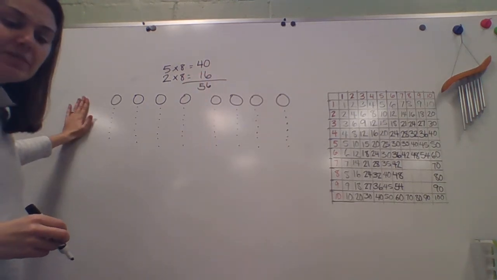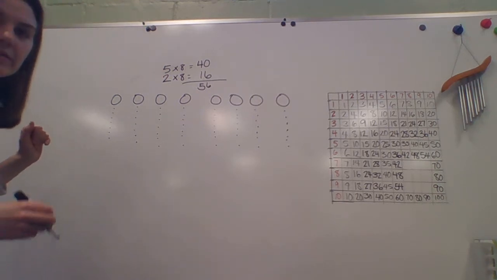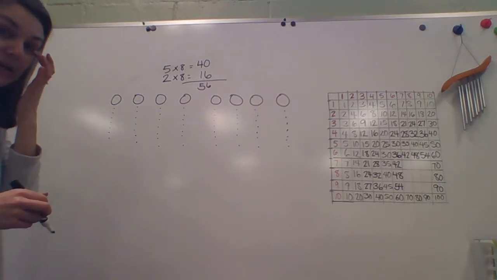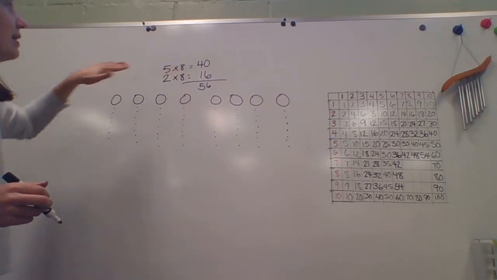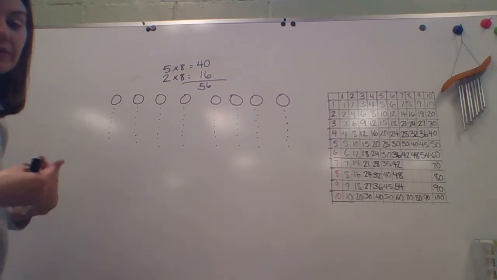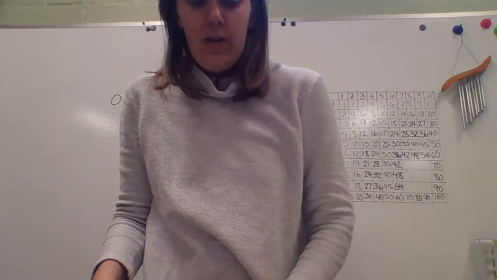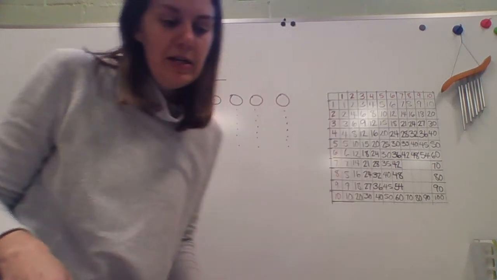So I've essentially made equal groups, but I've also used that distributive property in the same way that I did with the arrays, thinking of it as 8 times 5 and 8 times 2, adding my products together to get my final answer. All right. Go ahead and turn the page.